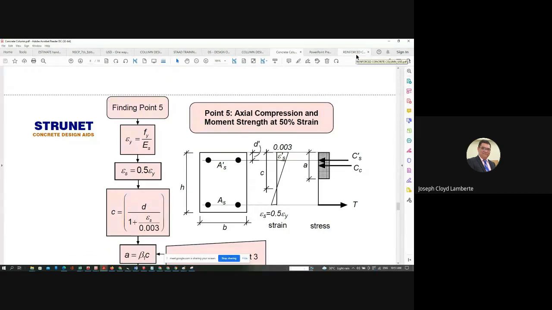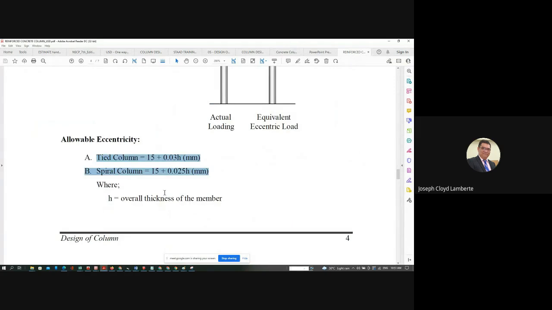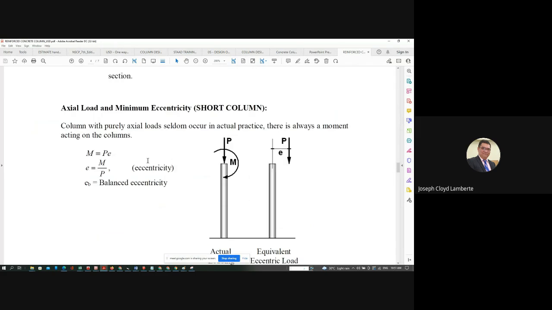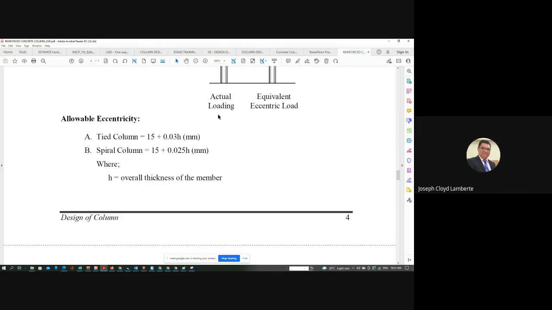But again, if your eccentricity is within this range, then we can still consider our column to be axially loaded, or a short column. For a short column, it is axially loaded, and our main concentration is only the axial load over the area of your column.